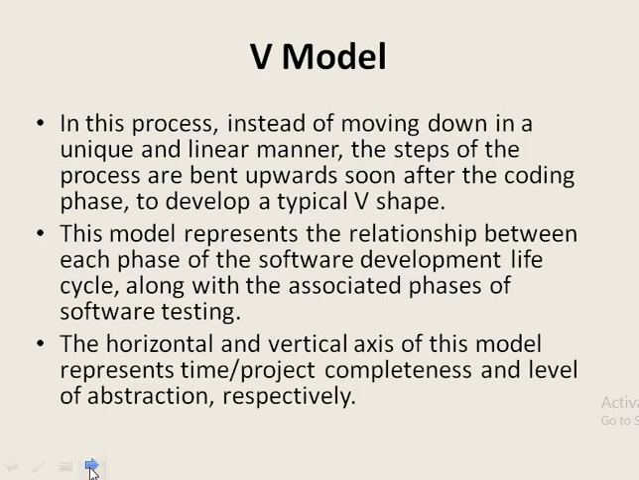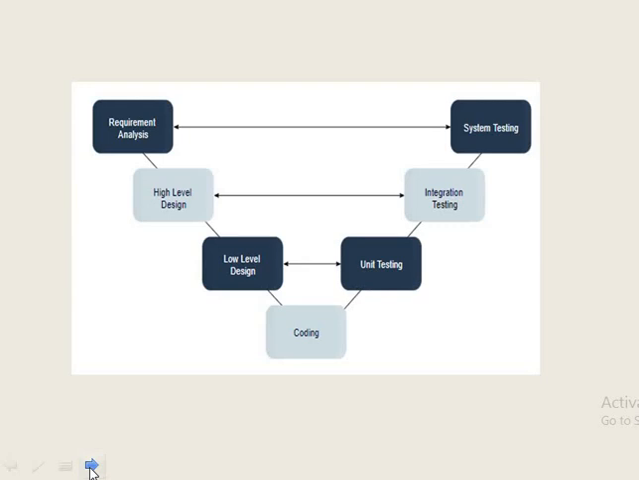Here, the steps of the process are bent upwards soon after the coding phase to develop a typical V shape. So this is the figure which represents the V model. So here different phases are arranged in a V shape. And you can see that the requirement analysis and design phases are arranged from top to bottom, and when it reaches the coding phase, then again the process continues in the upward direction, which forms the V shape, and each and every phase will be associated with testing phases.